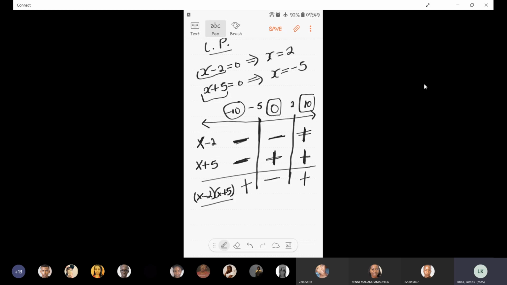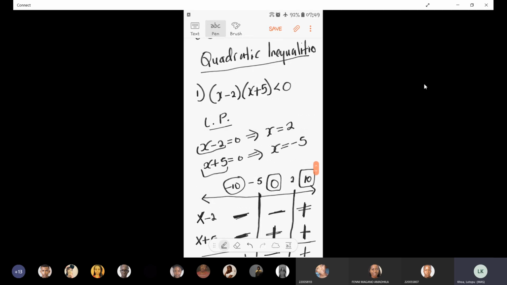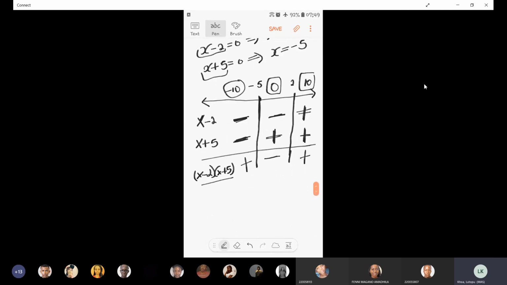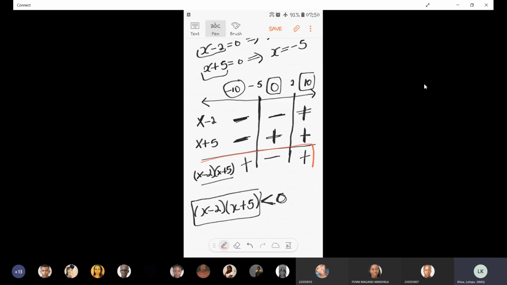Okay, then I rewrite the question after it was factorized. It was x minus 2, x plus 5, this is less than 0. So what I'm looking for is less than 0. So I'm going to the row on my table which has the product, and that row is this one over here. So this is the row.